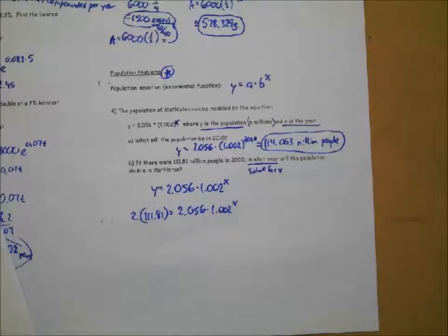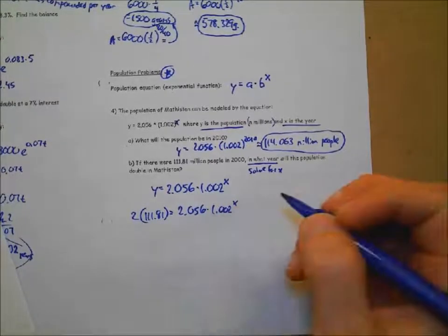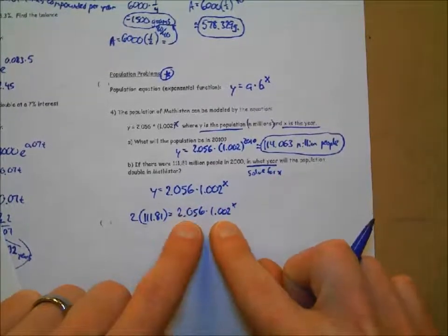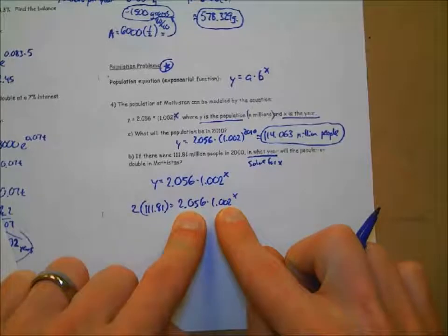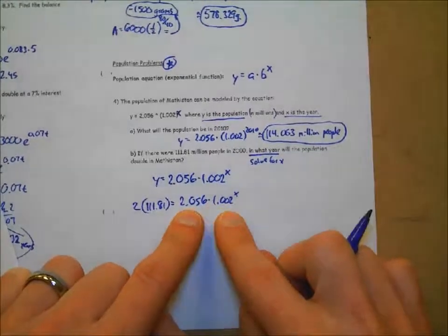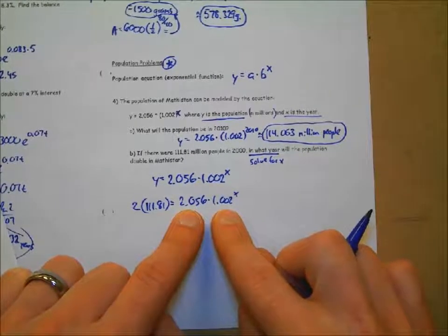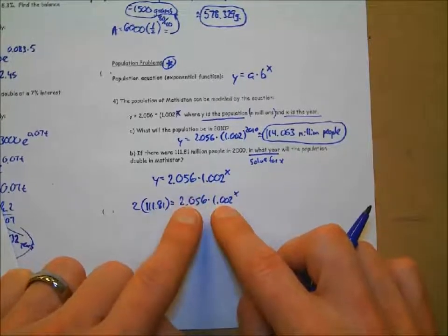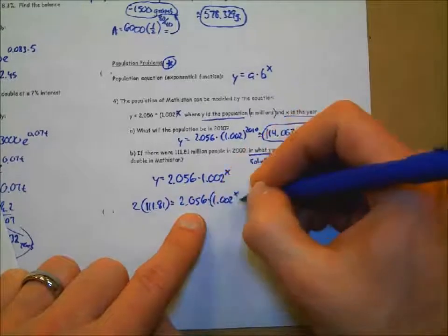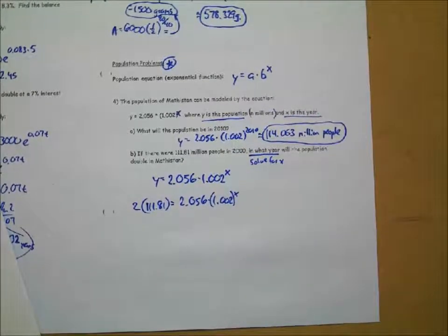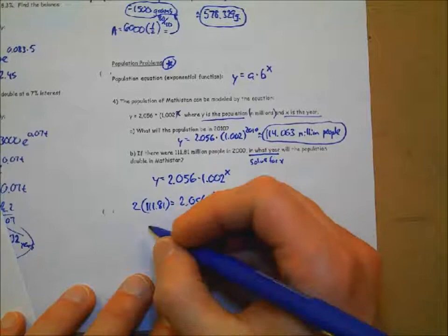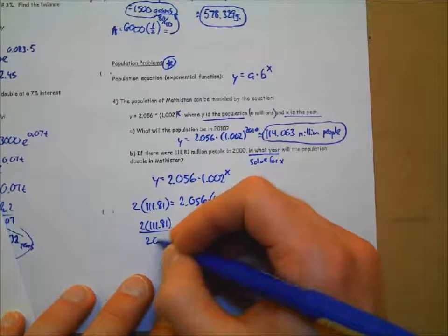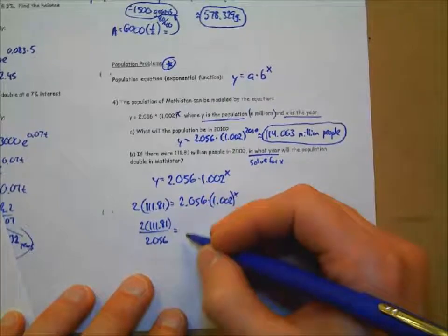Okay, and then we'll divide. Now we'll solve for the x. So we'll divide both sides by that 2.056. But can I multiply 2.056 together with the 1.002? Why not? They're just two numbers being multiplied. This one is being raised to the x power. This one is not. So we have to divide it over. In fact, if you want to, put parentheses around that to help yourself see it. So we'll divide the 2.056 over. That's equal to 1.002 to the x.